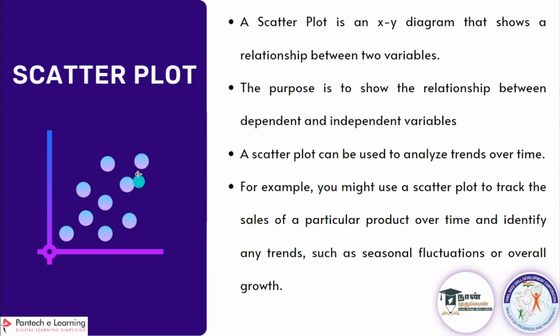And for example, if some points are here and you see some point which is nothing related with this, what does that mean? It means an outlier, not related with anyone. Some outlier is present. You can see it from scatter plot. It can also be used to analyze trend over time. For example, you might use a scatter plot to track the sales of a particular product over time.